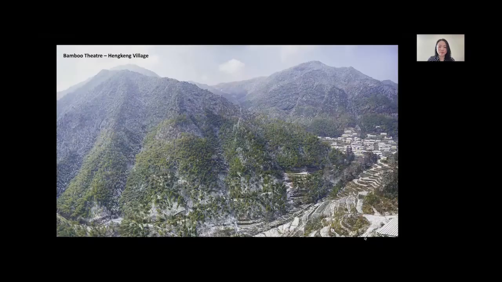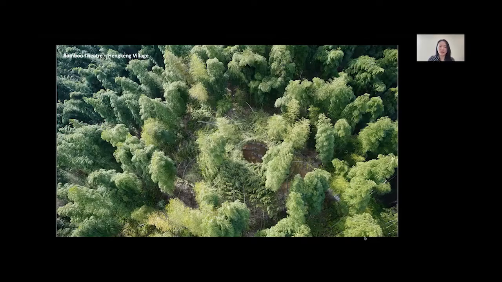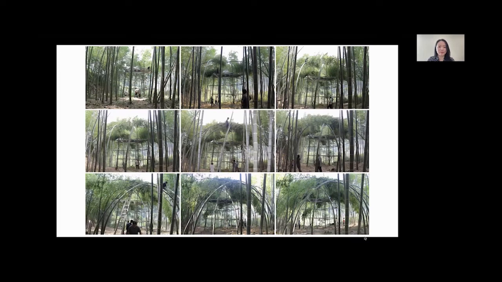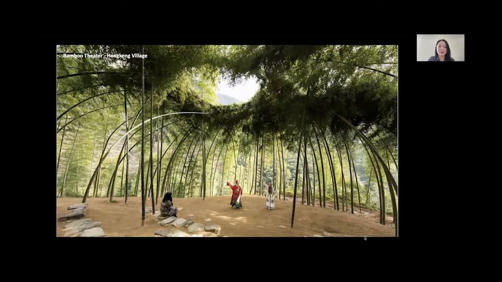We also worked with natural resources. For example, in this Hong Kong village surrounded by bamboo forest, we have been working with live bamboo as building material and elements. This is a very simple construction process done by the local villagers. And it creates an open space in nature, functioning as a theater in nature.